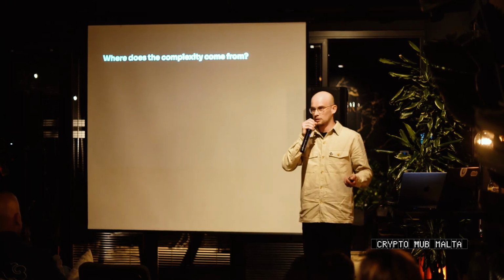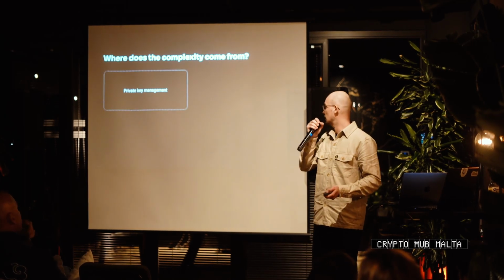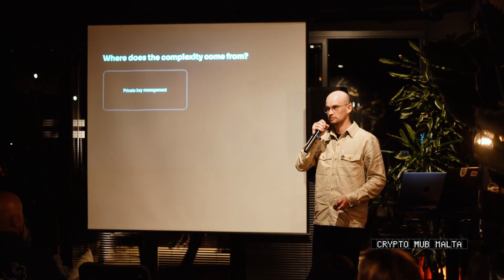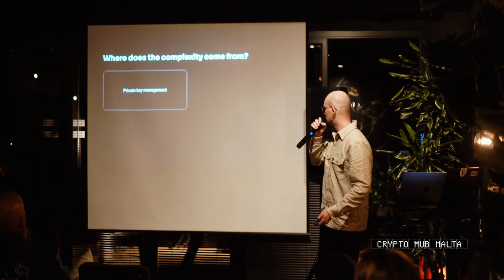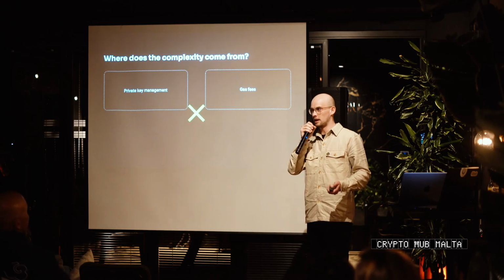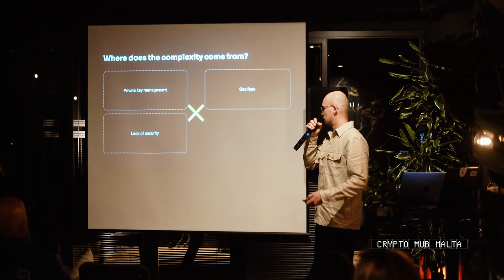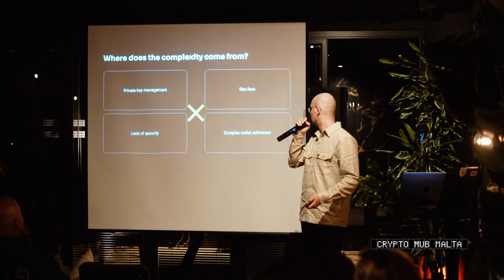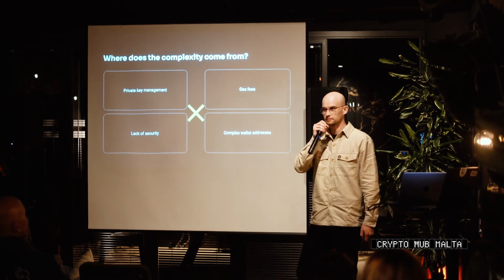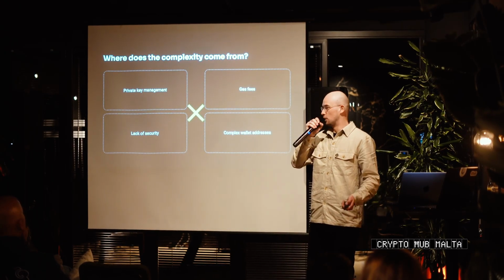But where does the complexity come from? It comes from private key management, so that you have to take care of your private keys. It comes from very high gas fees on Ethereum. It comes from a lack of security and also from complex wallet addresses. So what can we do about it?